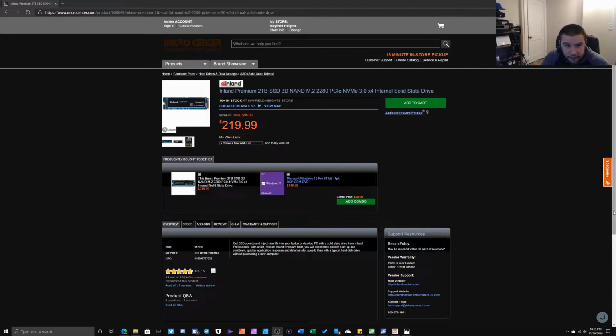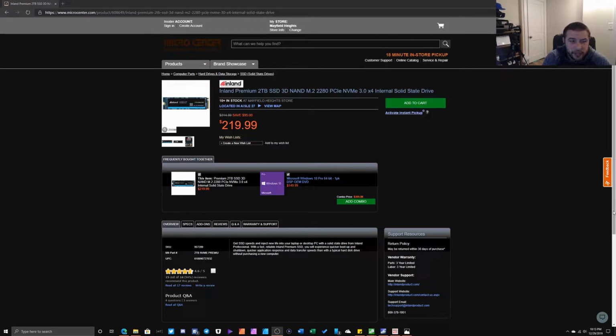So, like I said, I am working on my archive storage, getting away from the server that I currently own to these 2 terabyte Inland Premium drives. They are a single-sided M.2. Currently, they are using the Phison controller, the same Toshiba memory. Of course, it's just larger.